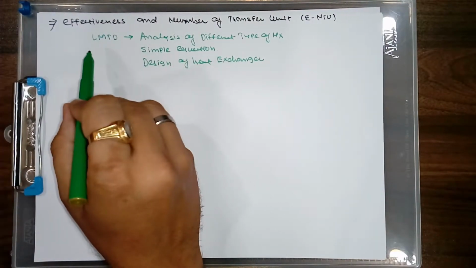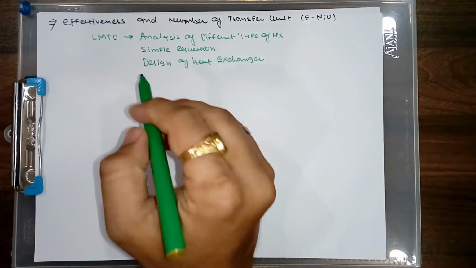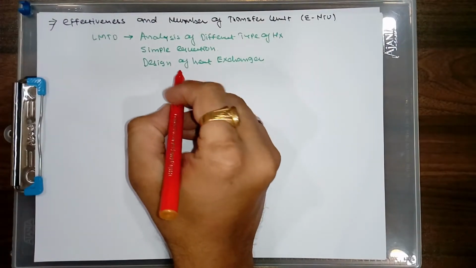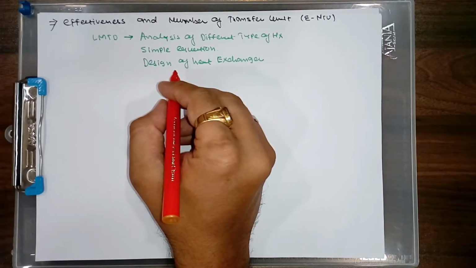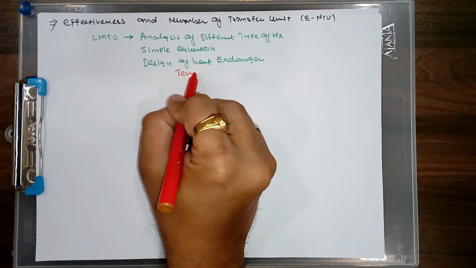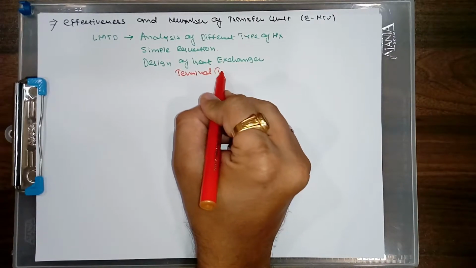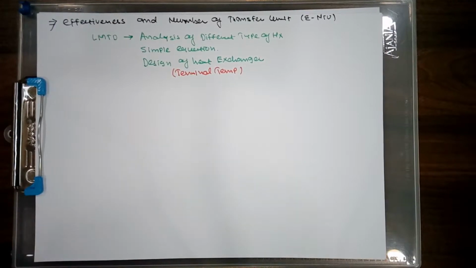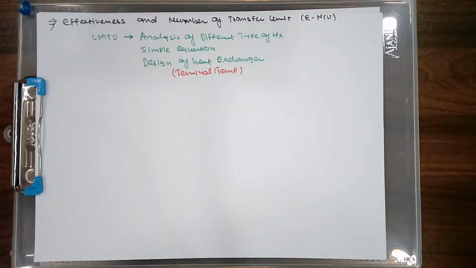Design of a heat exchanger can be done using this LMTD method, but only when all the terminal temperatures are known. In technical language we say terminal temperatures; in our language we can say the inlet and outlet temperatures. So I am writing down: if the terminal temperatures are known to us, then we are able to design the heat exchanger using the LMTD method. Otherwise we are not able to design the heat exchanger using LMTD. So these are the advantages of LMTD.